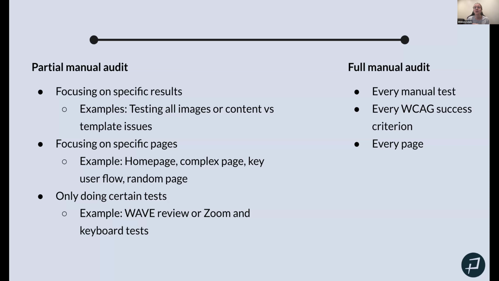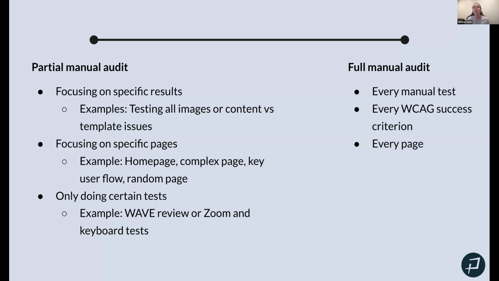Focusing on specific pages. For example, instead of testing every single page with manual testing, maybe you focus on 4 different pages: the home page, a complex page, a key user flow, and a random page. That can still give you a lot of insight into manual testing issues that you would find on your website and can fix really throughout the website.